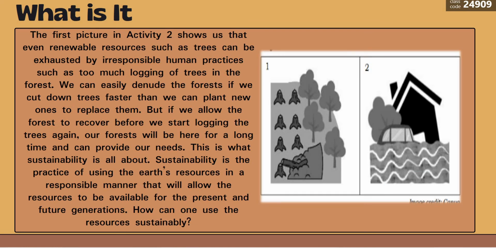Going back to the picture we had earlier, the first picture in activity 2 shows us that even renewable resources such as trees can be exhausted by irresponsible human practices such as too much logging of trees in the forest. We can easily denude the forest if we cut down trees faster than we can plant new ones to replace them. If we allow the forest to recover before we start logging the trees again, our forest will be here for a long time and can provide our needs.